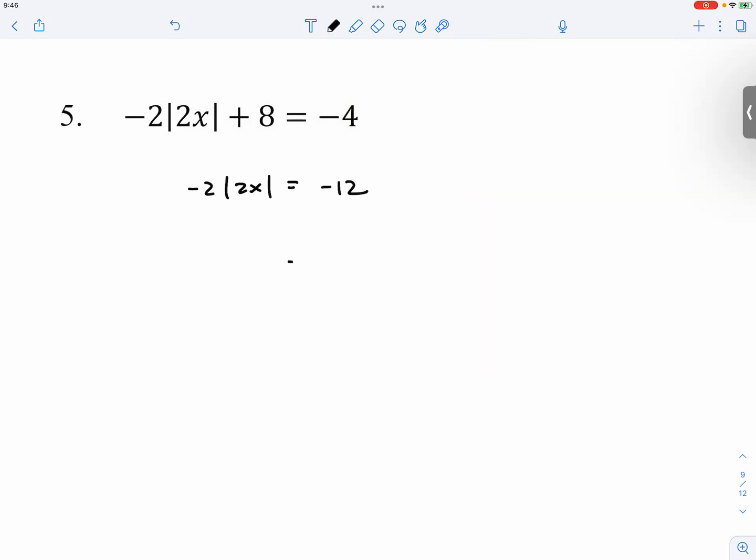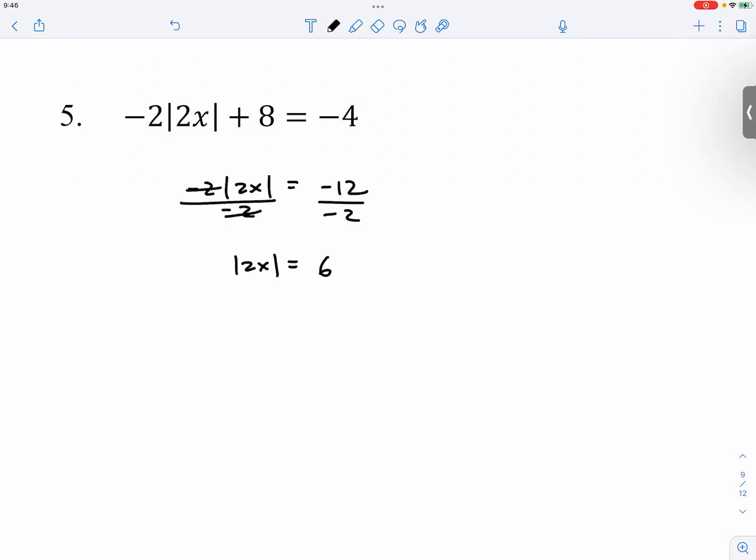How do we remove the -2? Divided by -2, not +2, by the way. It's divided by -2 because this is -2 times absolute value of 2x. So you will divide both sides by -2. So you have just absolute value of 2x equals 6. Will we have a solution?